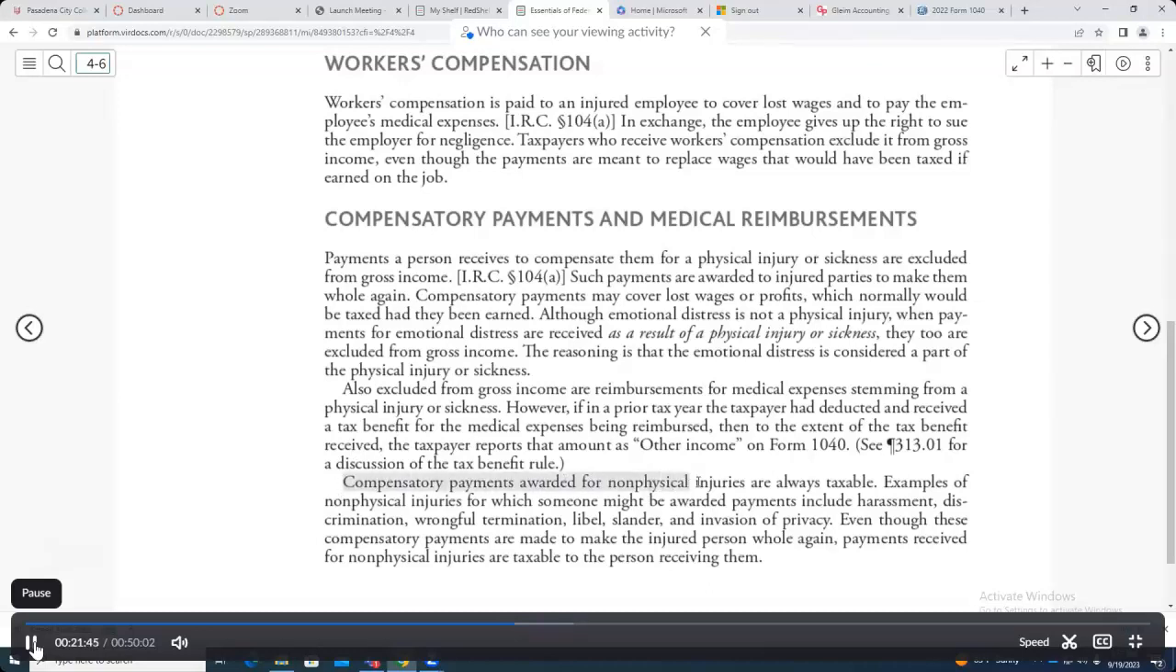Compensatory payments awarded for non-physical injuries are always taxable. That's like punitive damage. But if it is for physical injury, then it is tax-free. Here, although emotional distress is not a physical injury, when payments for emotional distress are received as a result of physical injury or sickness, they are excluded from gross income because they are related to the physical injury. Okay.